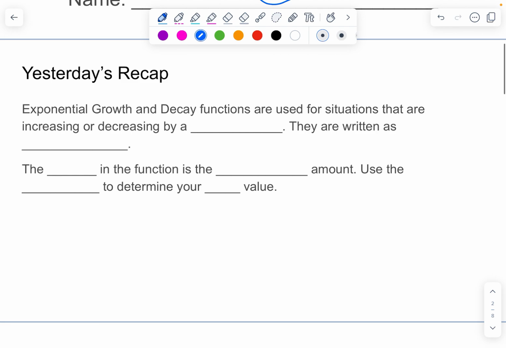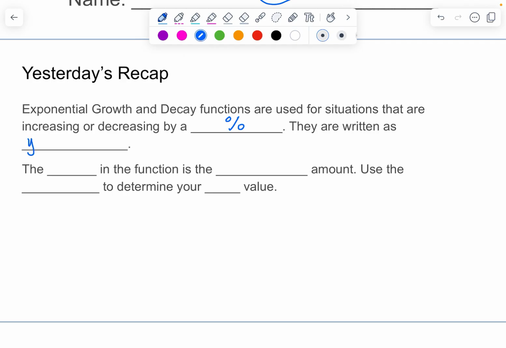Just as a reminder, yesterday we talked about exponential growth and decay and how those kinds of functions are used for situations that are increasing or decreasing by a percentage. So when you see that somebody invests something and it increases at 3%, or somebody bought something and it's decreasing in value by a certain percent, we're going to use exponential growth and decay functions to write those.